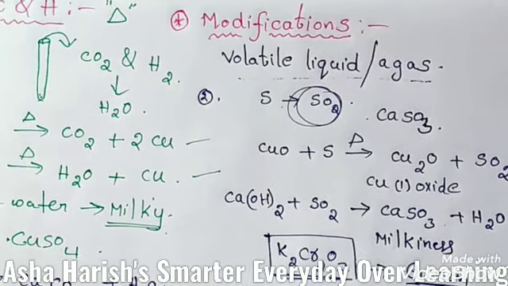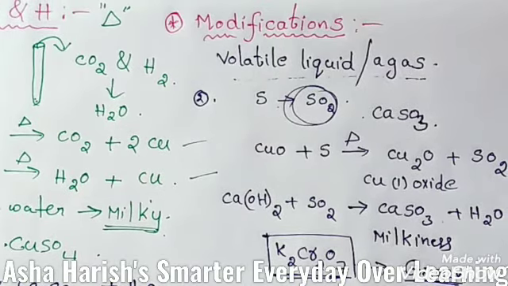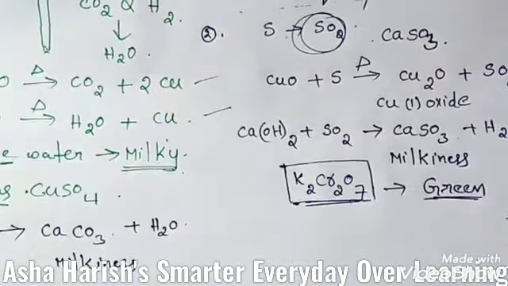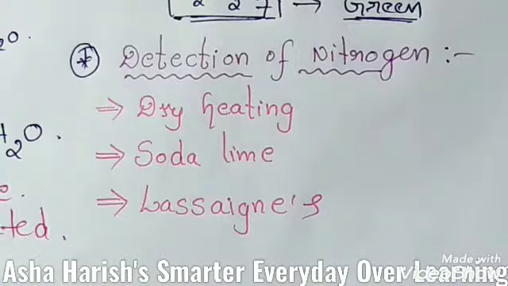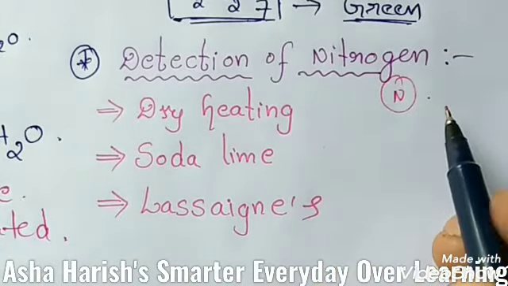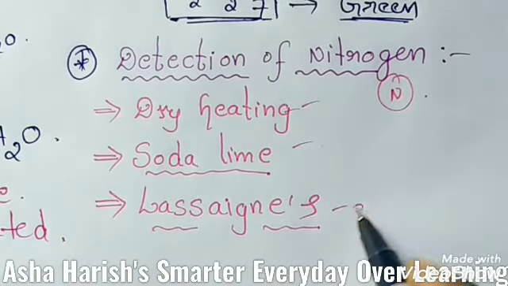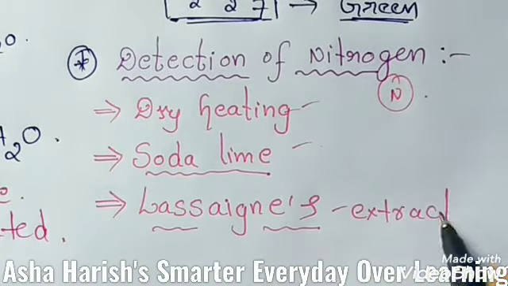Now let's see the next one, detection of nitrogen. Up to now carbon and hydrogen are completed. Next let's see detection of nitrogen. The presence of nitrogen in an organic compound can be detected by the following tests. The first one is the dry heating test, the second one is the soda lime test, and the third one is Lassaigne's test. And here you have to prepare a Lassaigne's extract also.